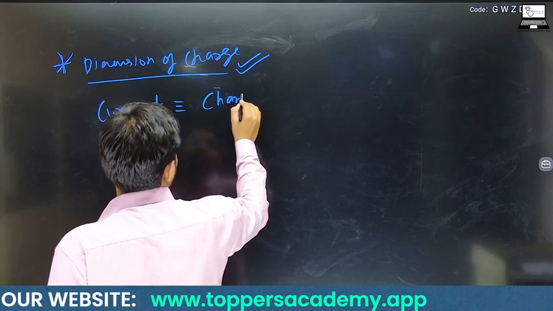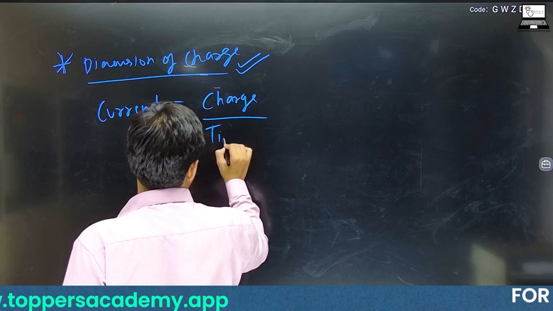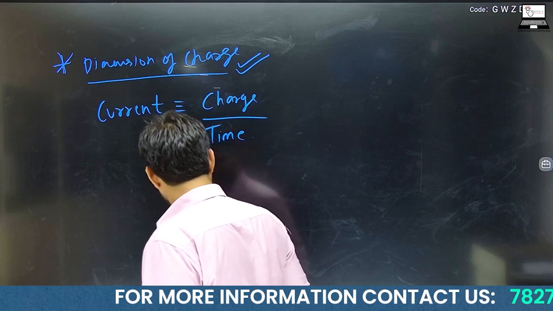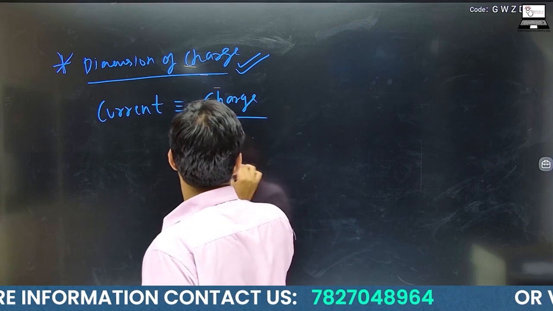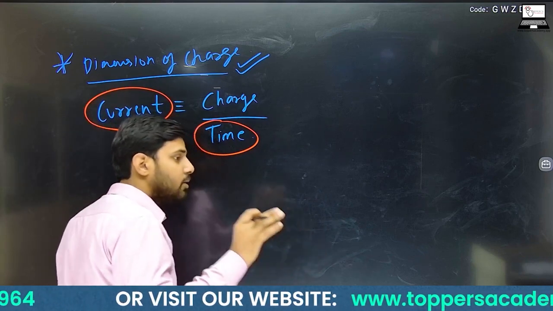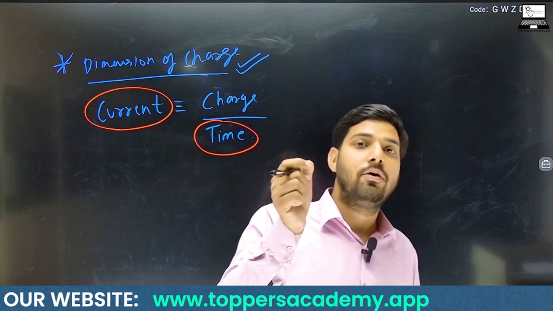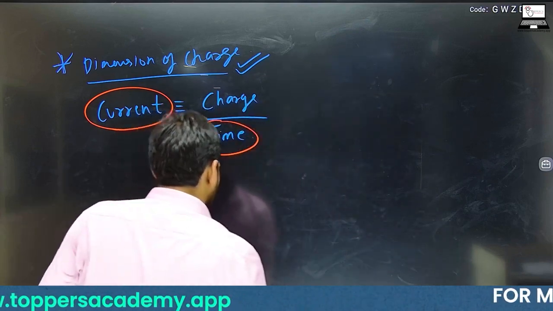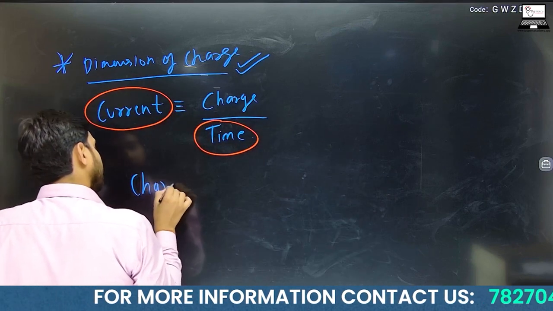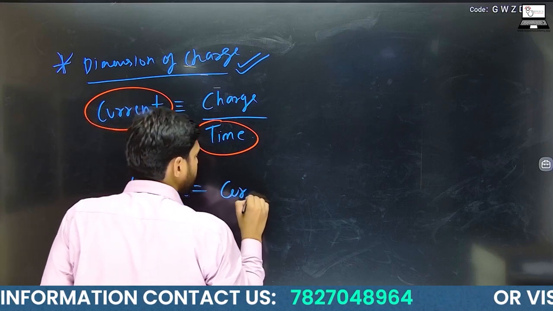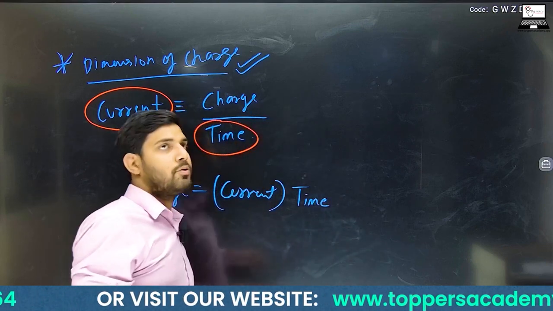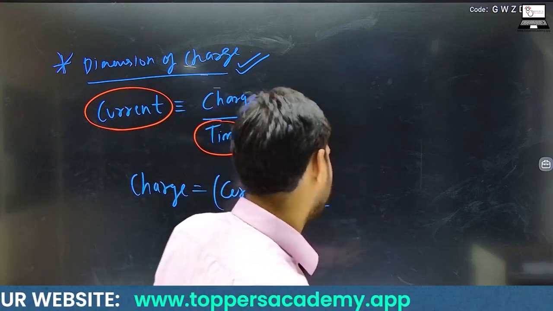It is charge per unit time. Now we know time is a fundamental quantity. Current is a fundamental quantity. And fundamental quantities have their own definition of dimension. So by this we can say that charge is equal to current into time. Yeah, obviously charge is equal to current into time.